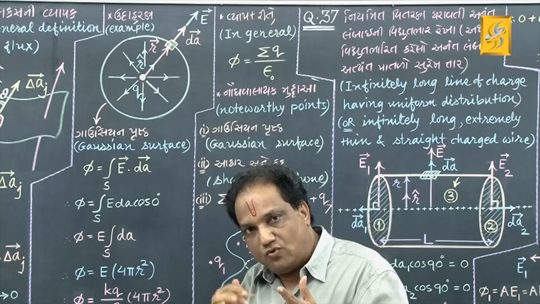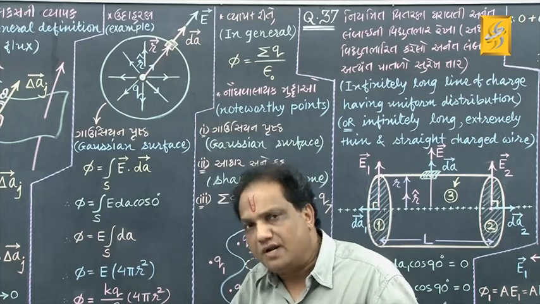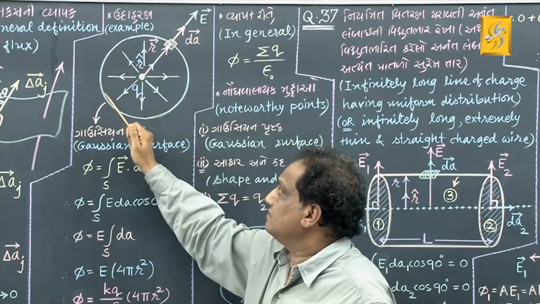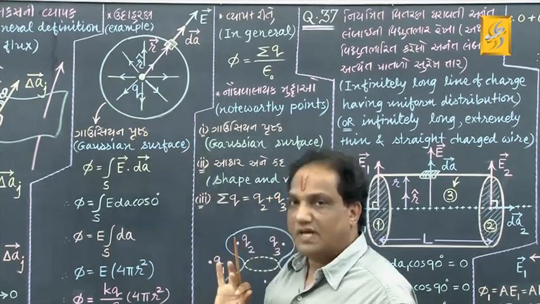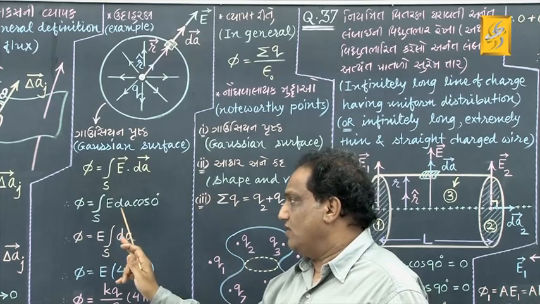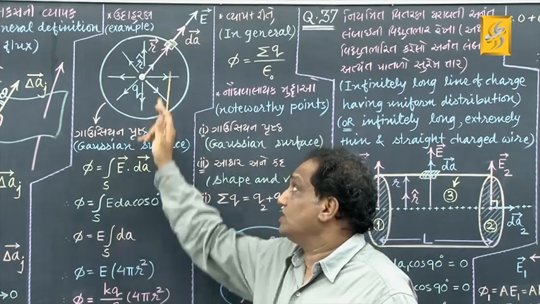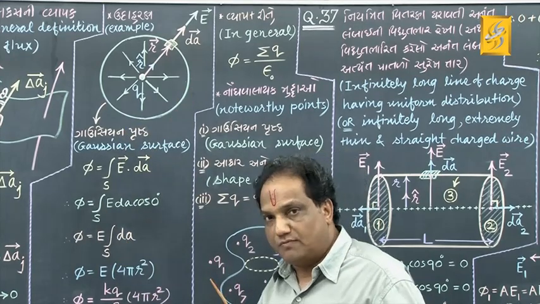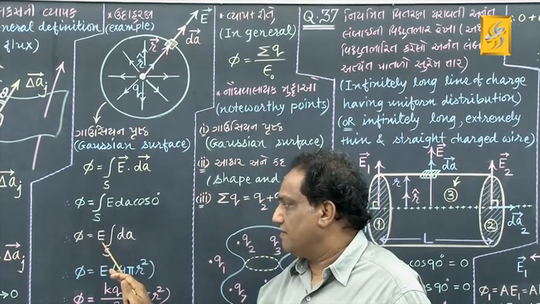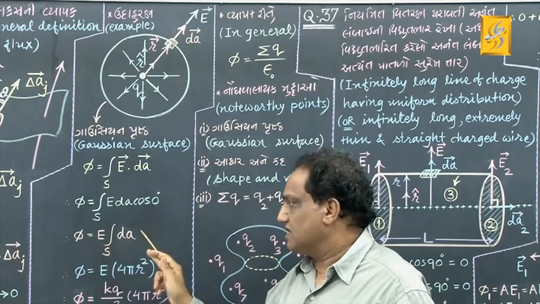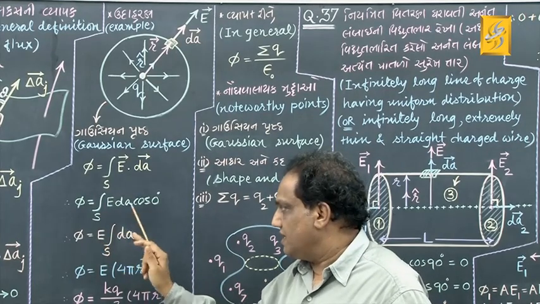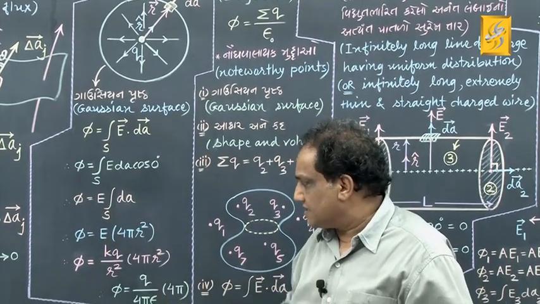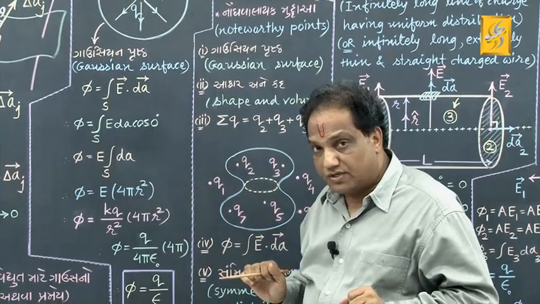So when K, Q, R, everything is the same, naturally the magnitude of electric field at all such points would be the same. And because the E value is constant for all these points on the spherical surface, E can be taken out of the symbol of integration. That's why I am taking it out. But what is left inside now? Integration dA, correct?